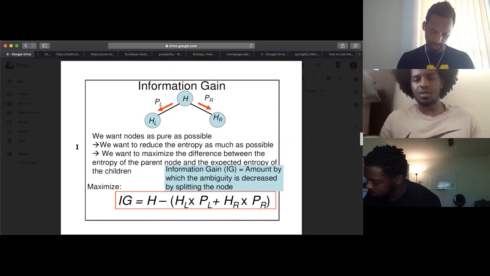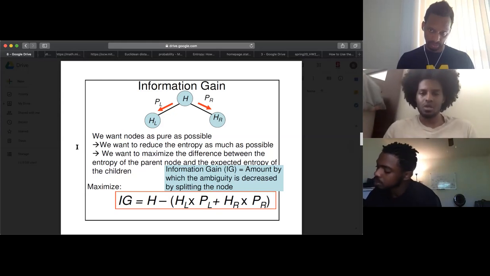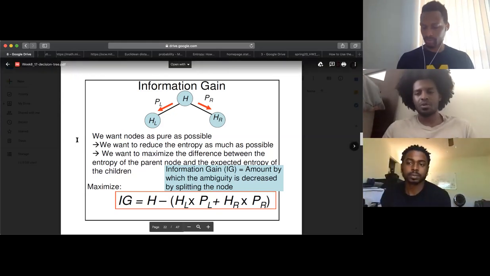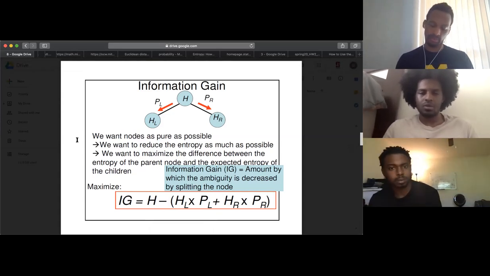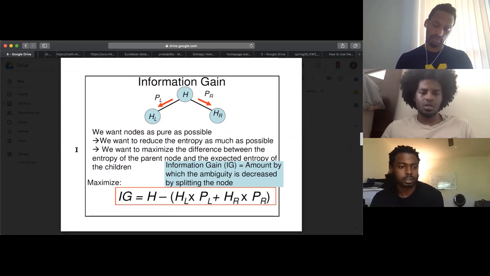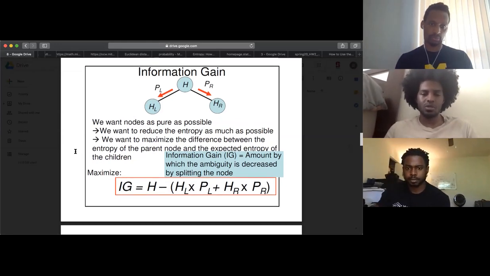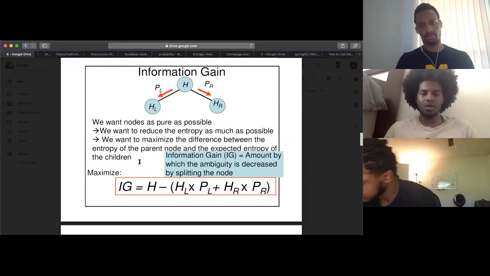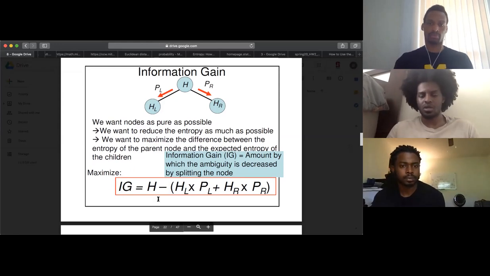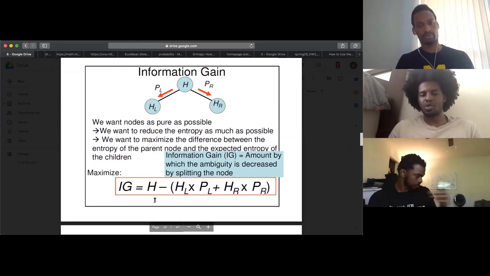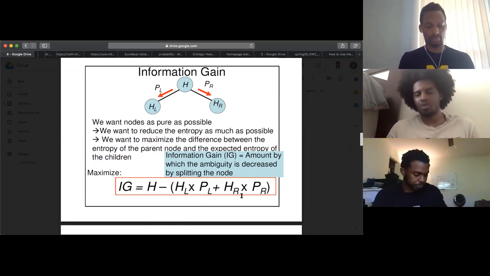Ideally, that is the case, and you don't use all of your features to determine your classification, because that will tell you that some features are unimportant, and then you'll gain information from that. Yeah, so we want to maximize the difference between the entropy of the parent node and the expected entropy of the children. And so the information gain is the amount by which the ambiguity decreased by splitting the nodes. So earlier, like I was saying, you have the total entropy minus the conditional entropy of your left-hand tree and your right-hand tree.